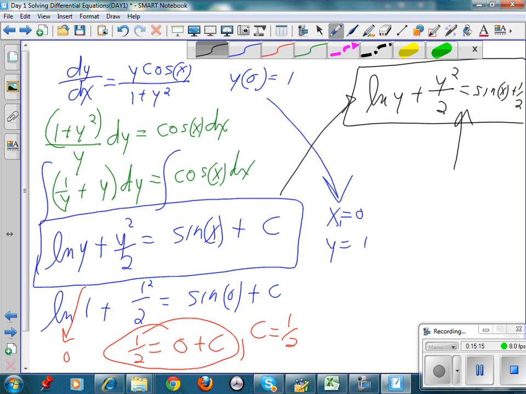Okay, but we did demonstrate the steps. We separated the variables, y on one side, x on the other. Then we integrated. So you can see we're going to get lots of practice of integration. In fact, I'd even classify solving differential equations as kind of an application of integration. So you're going to remind yourself how to integrate and solve for C. Okay, hope that made sense.